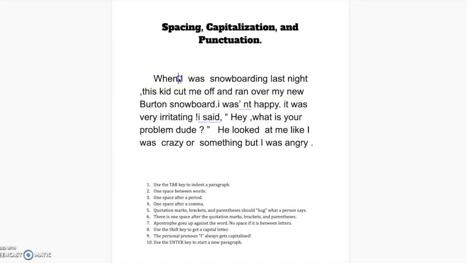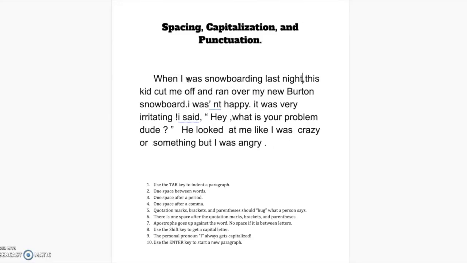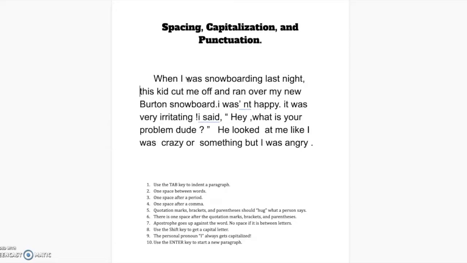There is one space between words. So if I use my cursor control keys, the arrow keys on the keyboard, you'll notice here there are 2 spaces. There should only be 1. Okay. If you are using a comma, the comma should go up against the word that it follows. So here the comma should go after night, and then there should be 1 space after the comma.